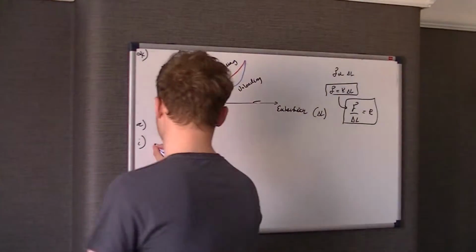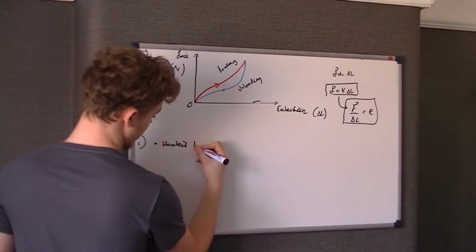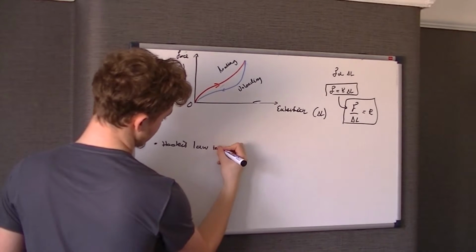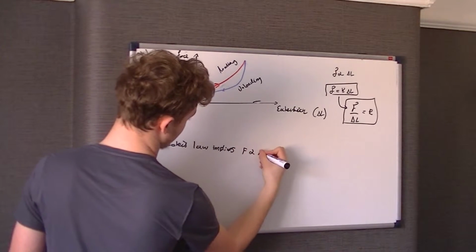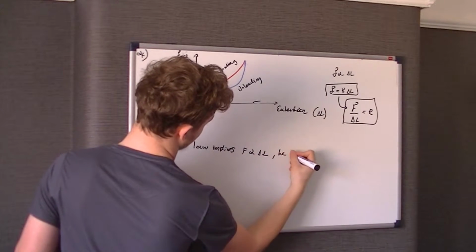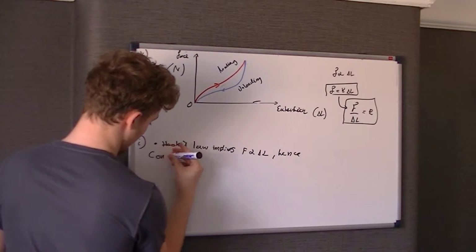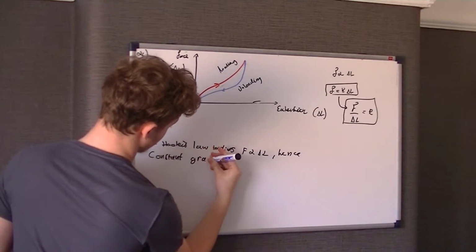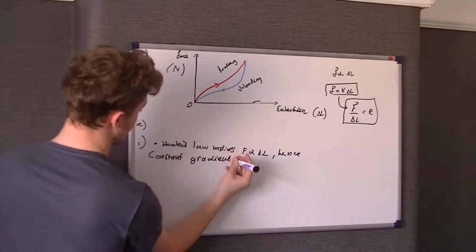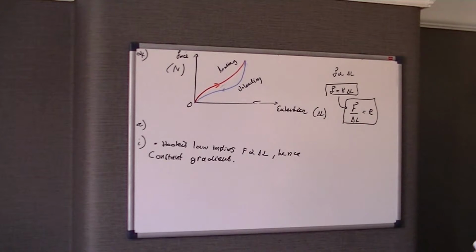You'd say, Hooke's law implies force is proportional to extension, directly proportional to extension, hence constant gradient, which is not shown by the graph above. Okay, and that's all you need to show really, because it's only worth 1 mark.